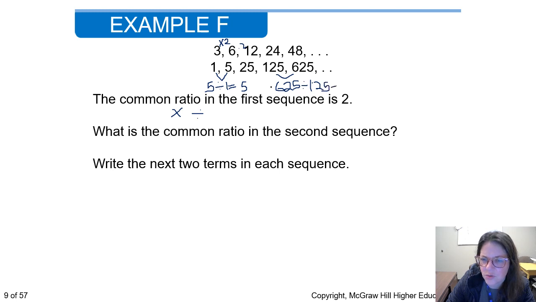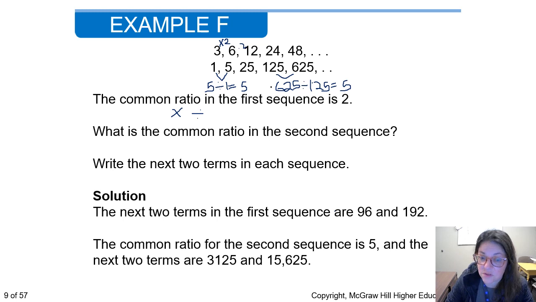Okay, once you know that common ratio, because we got it by dividing, then we should be able to multiply and get the next ones. If I multiply 48 by 2, I get 96, times 2 is 192. On the second sequence, 625 times 5 is 3,125, times 5 is 15,625.